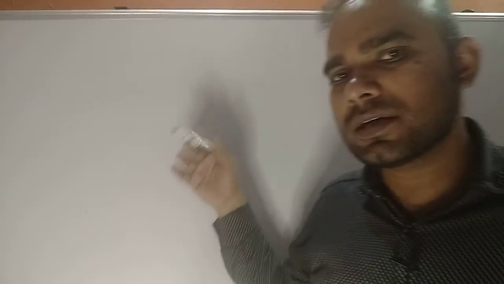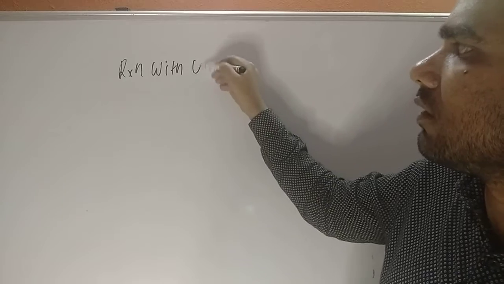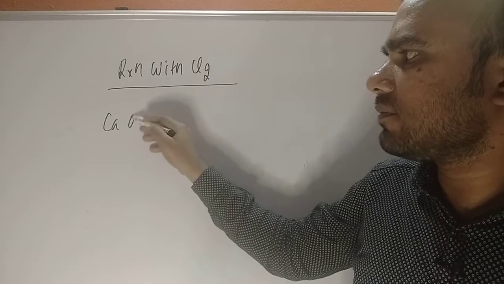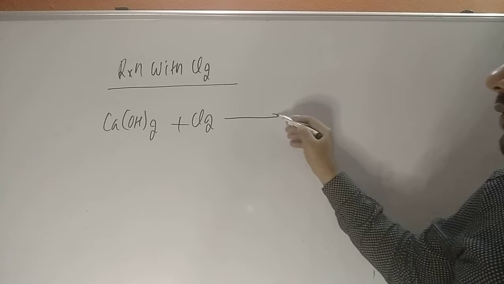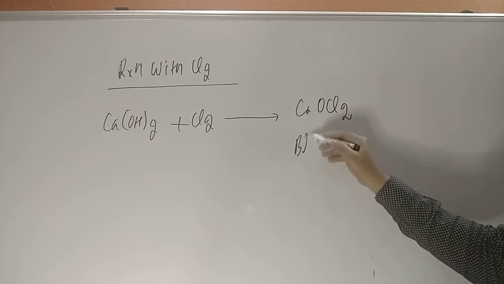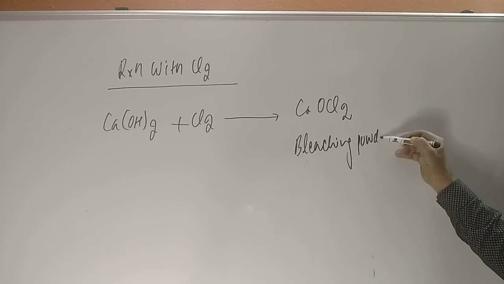The first major chemical property is the reaction with chlorine. The reaction with chlorine forms bleaching powder. Here I am writing reaction with chlorine. If you treat calcium hydroxide with chlorine, it will give CaOCl2. This is known as bleaching powder.